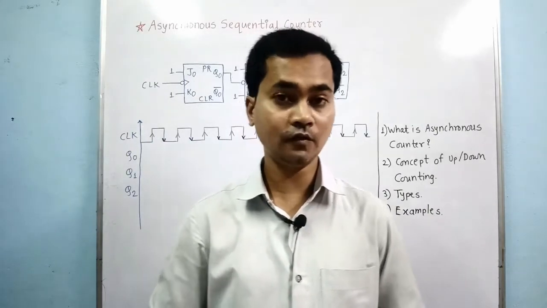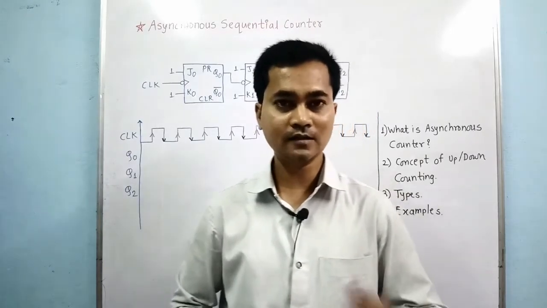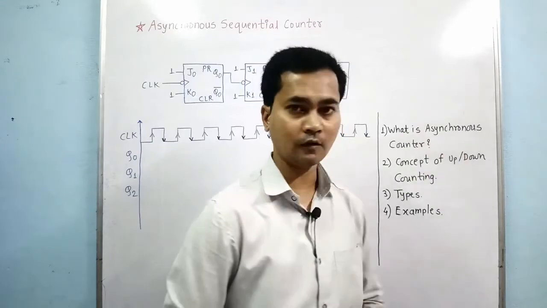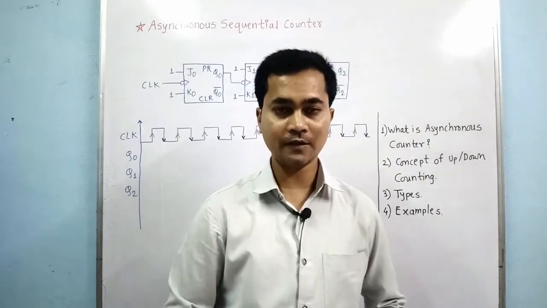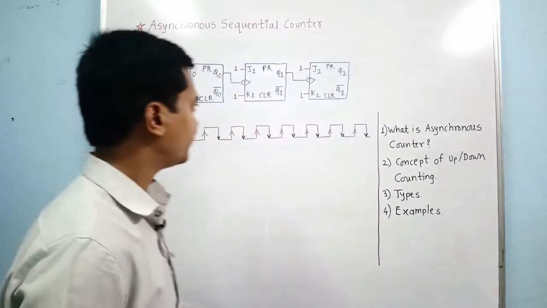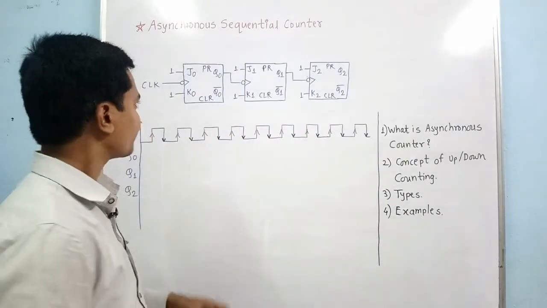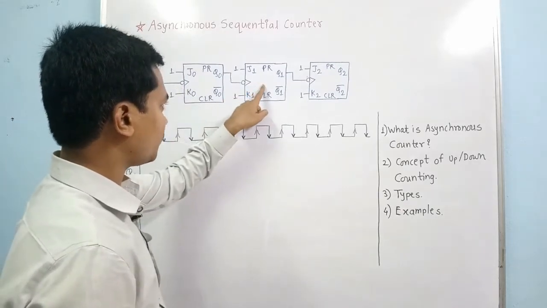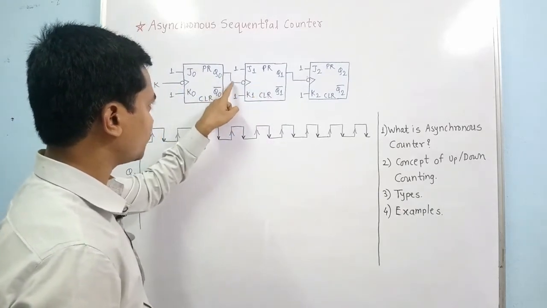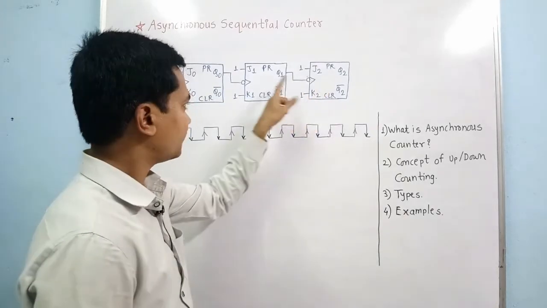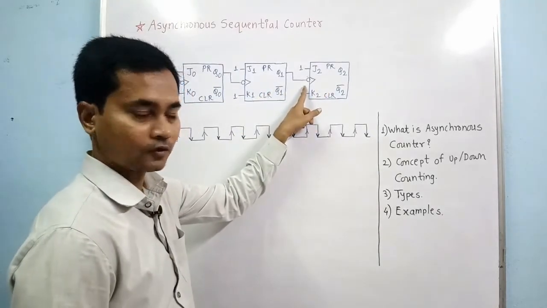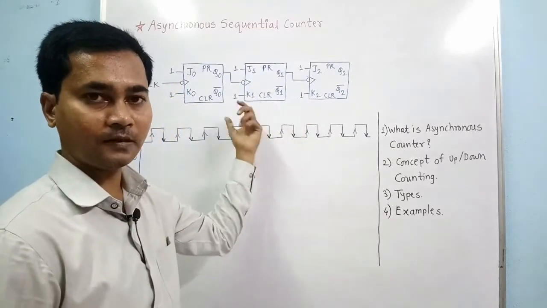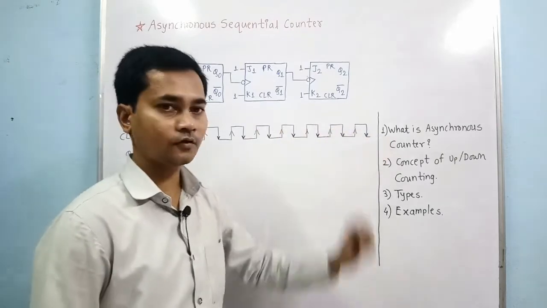In this video we are going to see different points, which are written here. The first point is what is an asynchronous counter. With the help of this diagram we can see the clock signal is given to the first flip-flop only, and the second flip-flop is driven by the first flip-flop's output, the third flip-flop is driven by the second flip-flop's output. This is nothing but a chain or cascading of flip-flops, and this is called the asynchronous counter.